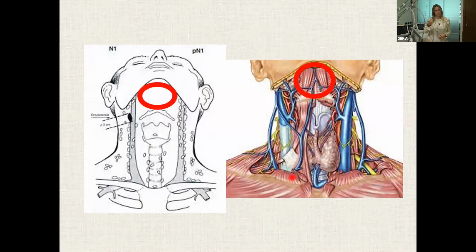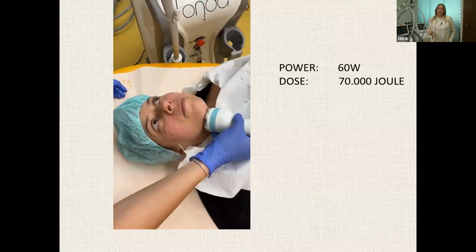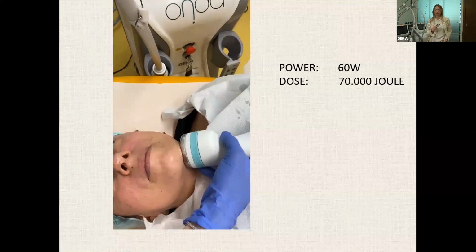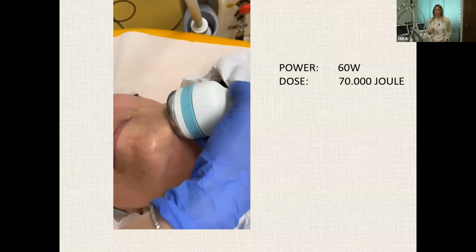And I recommend to treat only this little area below the double chin. We cannot treat this area because there are many, many lymphatic vessels and glands, and they can swell. So be careful to stay always in this little area. This is how to perform a treatment. So you see that the movement is very small. We treat just this little area.